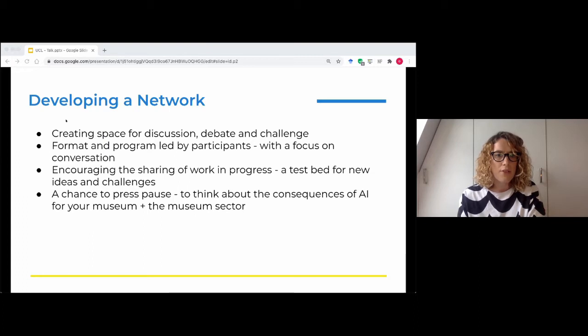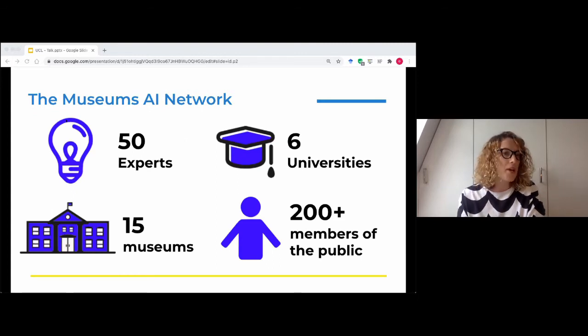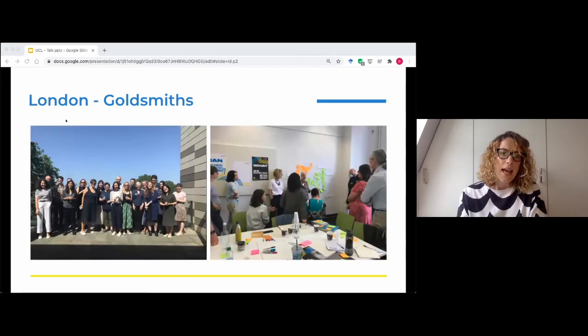So I'm going to click through some slides quickly so we have time for discussion. Through the network, we engaged with 50 experts. We worked with 6 universities, 15 museums, 200 members of the public. We facilitated a really wide range of approaches to workshops. We had some very small working groups where we invited senior digital managers in museums and a number of key academics to debate and discuss the challenges of regulation alongside ethical codes of practice from our own member bodies.